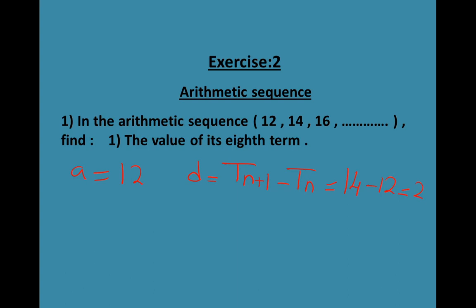Here the general term rule of the arithmetic sequence is Tn equals A plus n minus 1 multiplied by d. The eighth term T8 equals A plus 8 minus 1, which equals 7 times d. Here, the eighth term equals 12 plus 7 multiplied by the difference, which equals 2, and here the value equals 26. Then T8 equals 26.